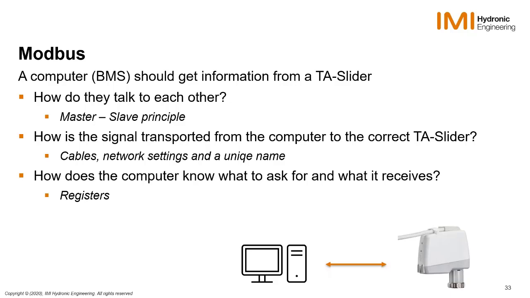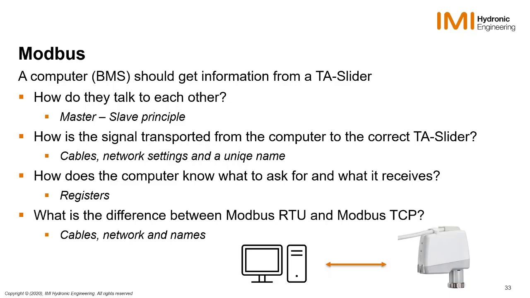And how does the computer know what to ask for and what it receives? This is the registers. So thanks to the registers, the computer can know what addresses to ask for, and the values it receives back, it can know what that is. So what is the difference between Modbus RTU and Modbus TCP? It's just the cables, the networks, and the names. The master-slave is the same, and the register is the same.